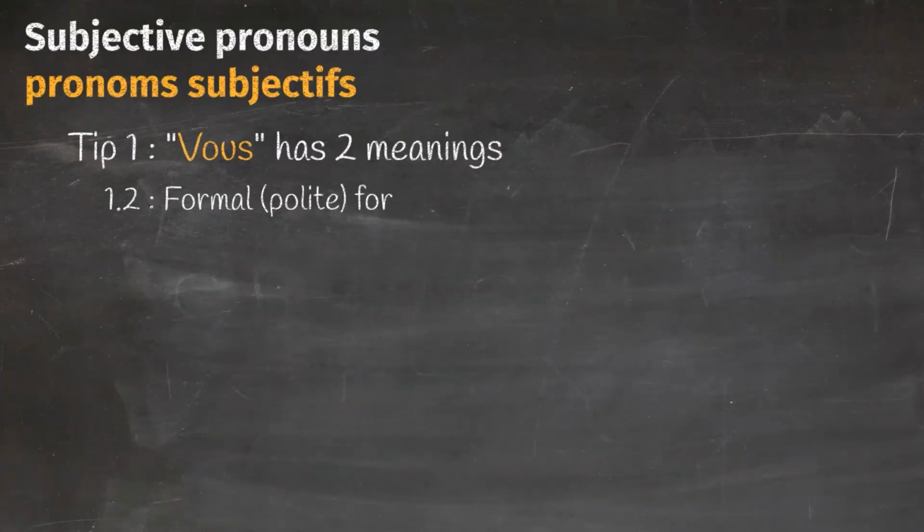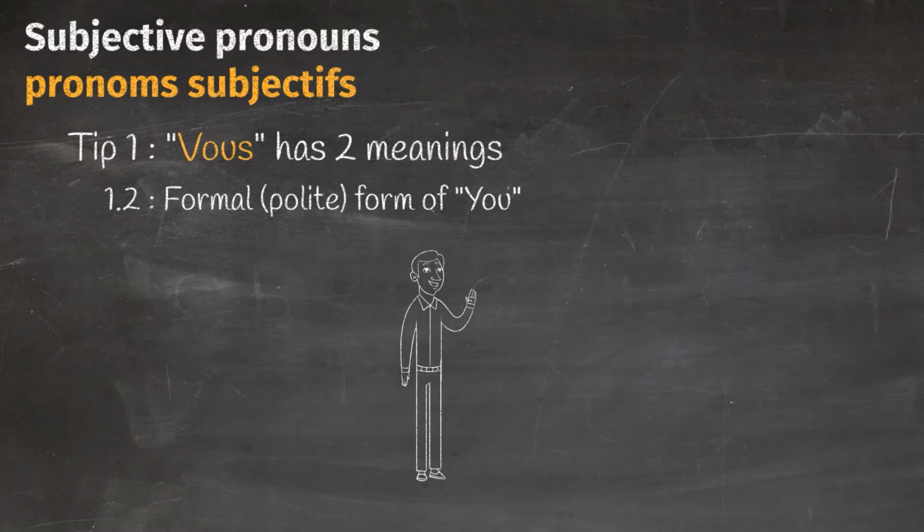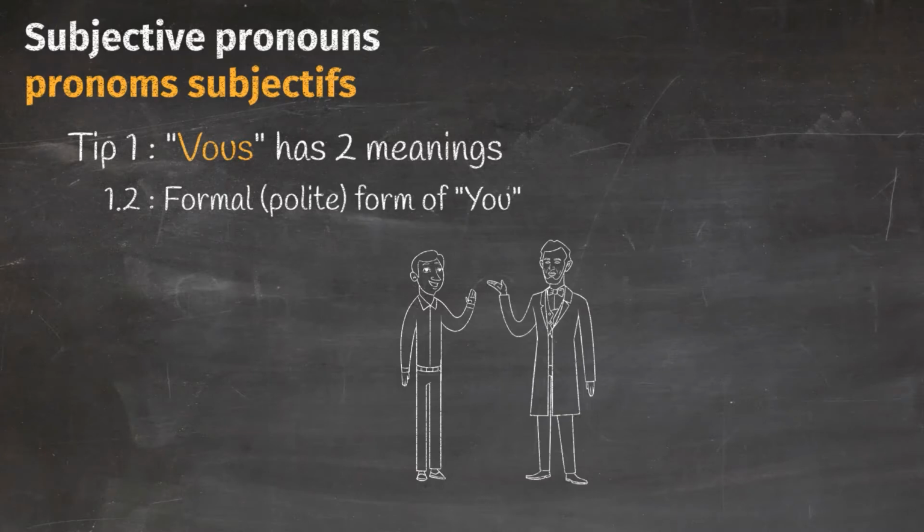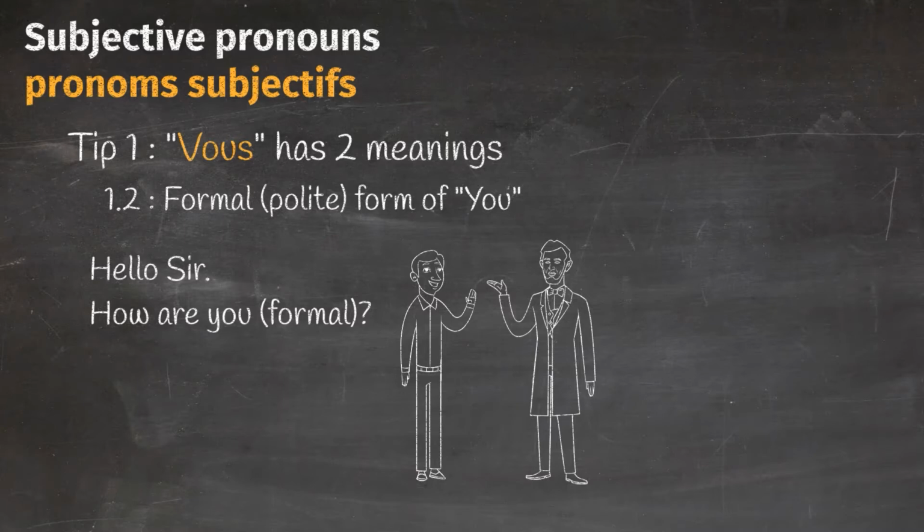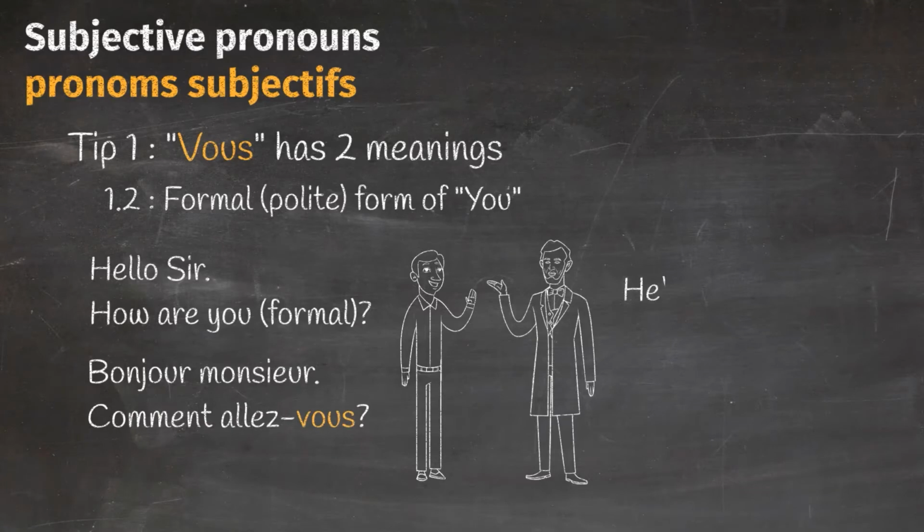Number two, polite form of you. Check the example. Hello, sir. How are you? This is a formal form. In this case, I use vous. Bonjour, monsieur, comment allez-vous?